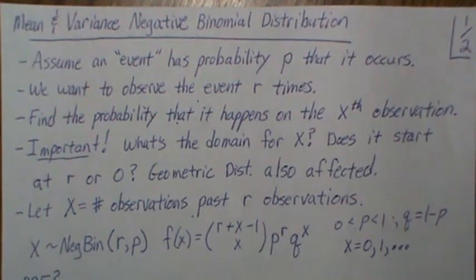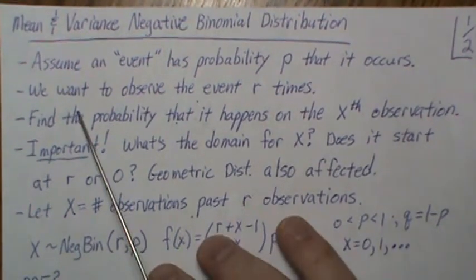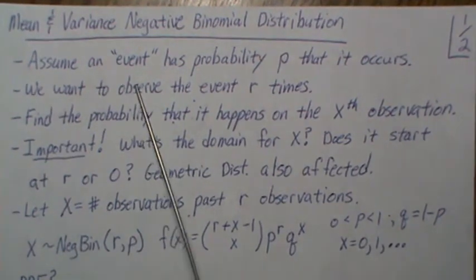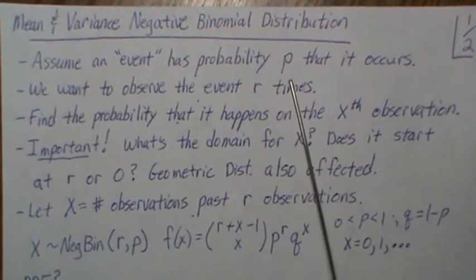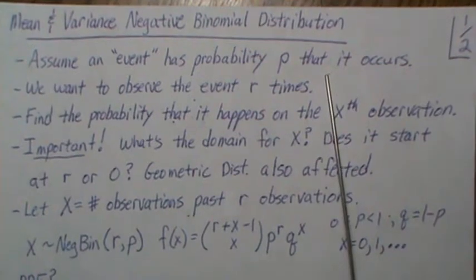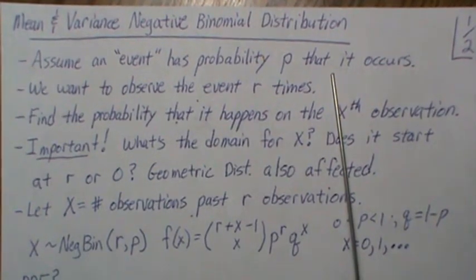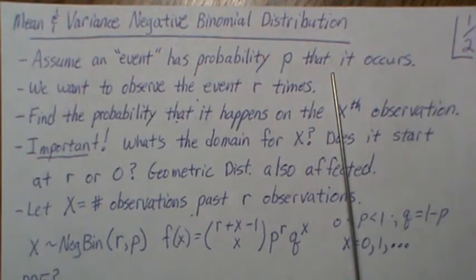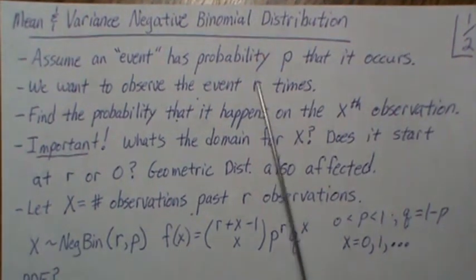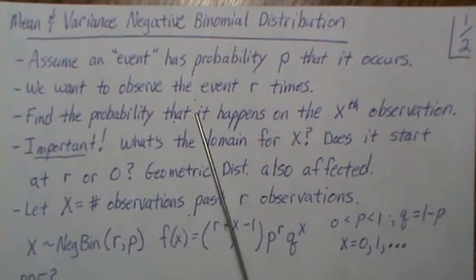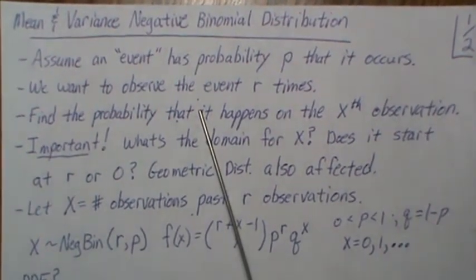In this video, we're going to calculate the mean and the variance of a negative binomial distribution. For the negative binomial distribution, we assume an event has a probability P that it occurs. So the probability that we flip a head on a two-sided coin, the probability that we draw a king from a standard 52 deck, whatever the event is, the probability is P. And we want to observe the event R times.